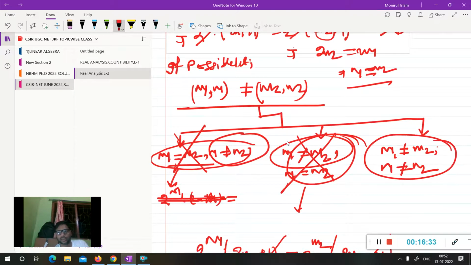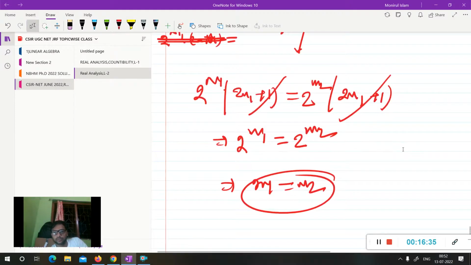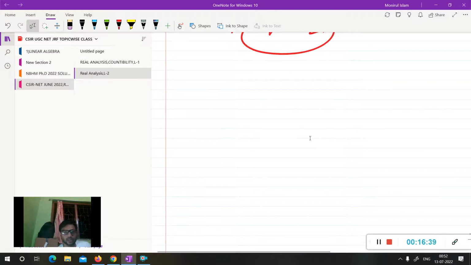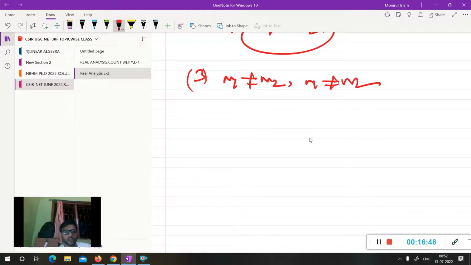Now going to the third case, assume this case will happen: m1 not equal to m2 and n1 not equal to n2. Since m1 is not equal to m2 and both are integers, assume m1 will be greater than m2 without loss of generality.